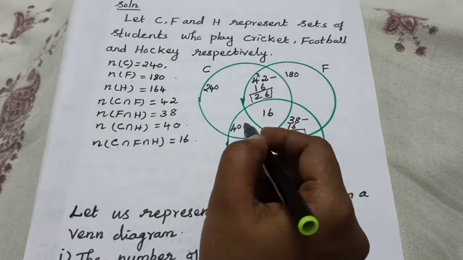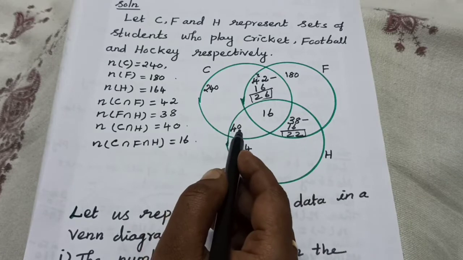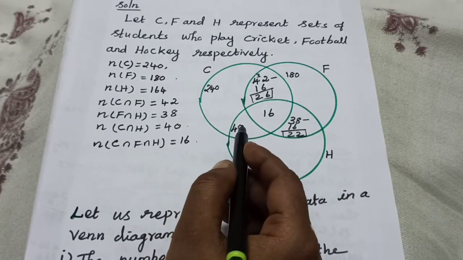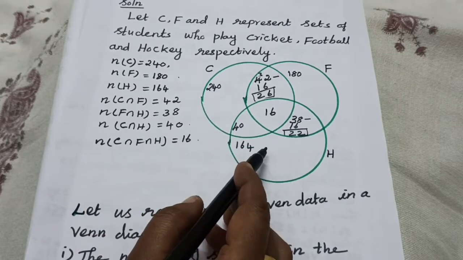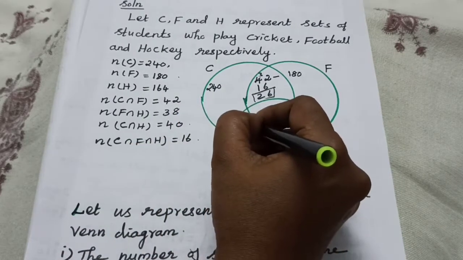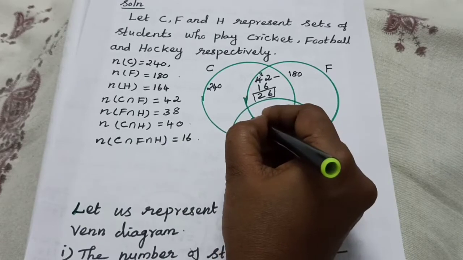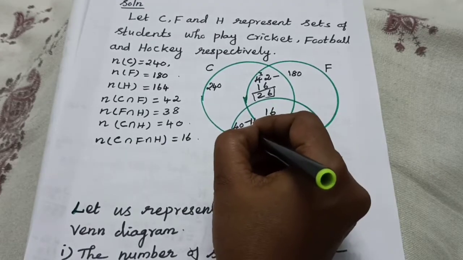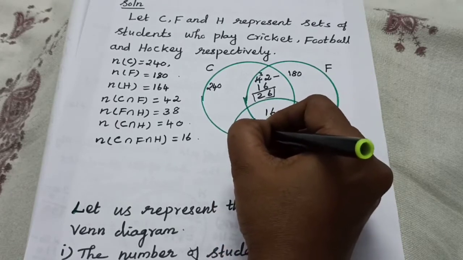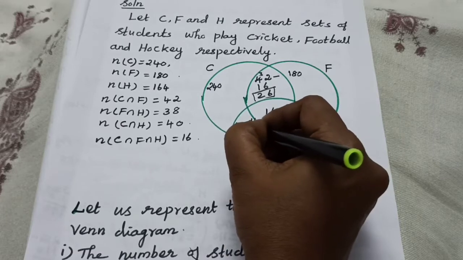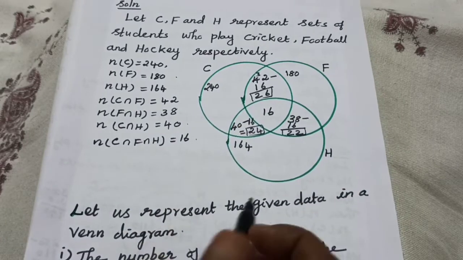Next, cricket and hockey. Here what is the total given? 40, isn't it? From here, only cricket and hockey, how can we find? Then 40 minus 16. 40 minus 16 is what? 24 we will get. Subtract means we will get 24.